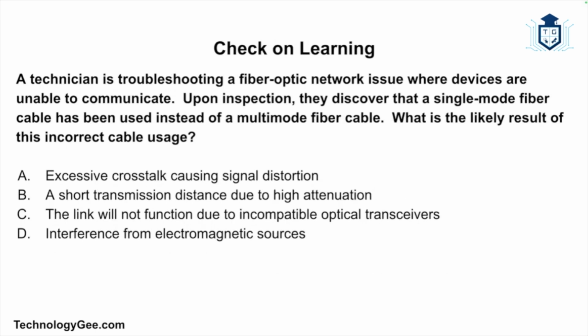All right, so let's do a check on learning. So our first question is, a technician is troubleshooting a fiber optic network issue where devices are unable to communicate. Upon inspection, they discover that a single mode fiber cable has been used instead of a multi-mode fiber cable. What is the likely result of this incorrect cable usage?